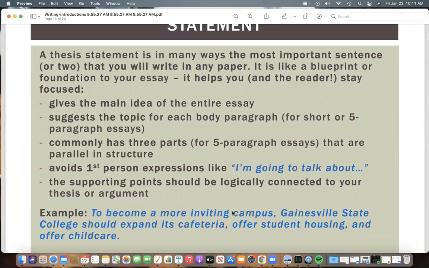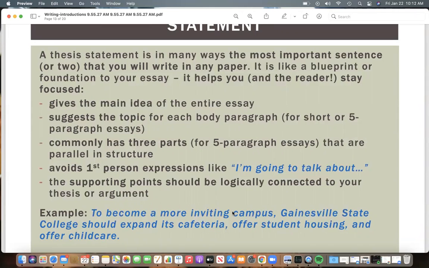The point of it is that it gives the main idea of the entire essay. It suggests the topic for each body paragraph. Commonly, it has 3 parts that are parallel in structure, like the one about the death penalty we looked at. That's not the only way to write a thesis statement, but it is a tried and true structure. So if you are struggling, especially with thesis statements, sticking to that 3-part structure can really help you out, and I definitely recommend it.